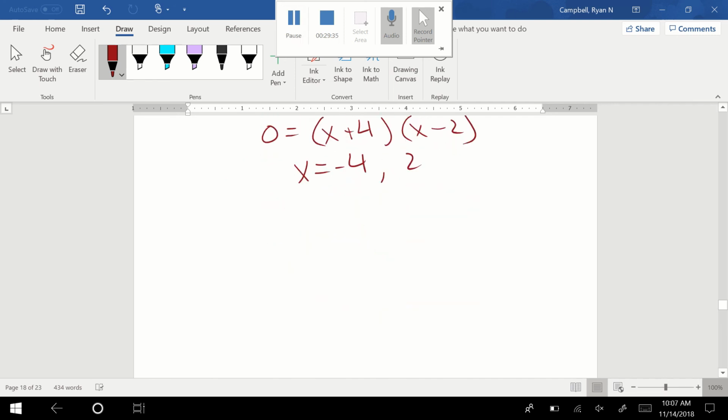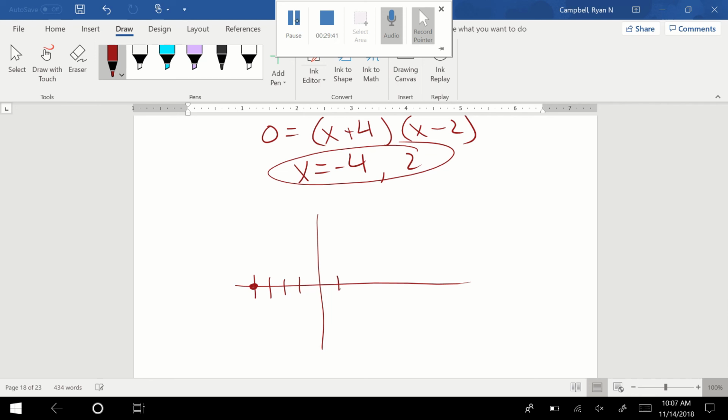Again, this is where they cross the x-axis. So it crosses at negative 4 and positive 2. And then we know that, counting 3, 4, 5, 6, 7, 8, 9, negative 1, 9 is our vertex. So it opens down, which is exactly what it should have done.